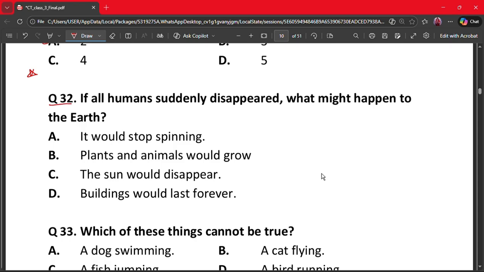Question 32. If all humans suddenly disappeared, what might happen to the earth? A. It would stop spinning. B. Plants and animals would grow. C. The sun would disappear, and D. Buildings would last forever. The correct answer is option B. Nature would grow freely without humans.